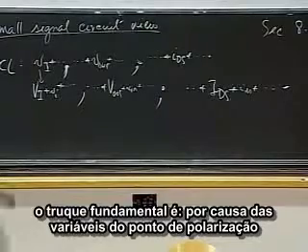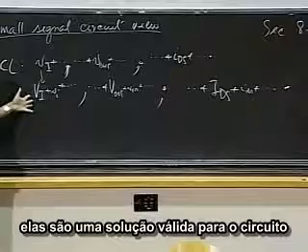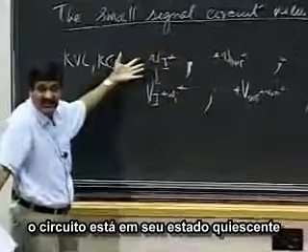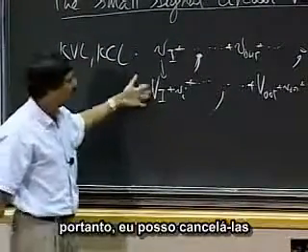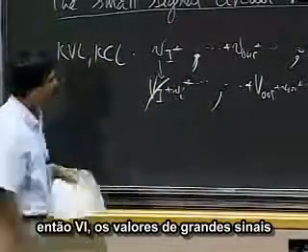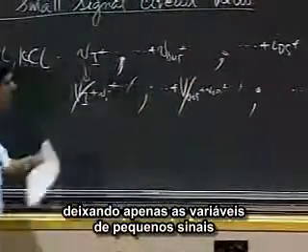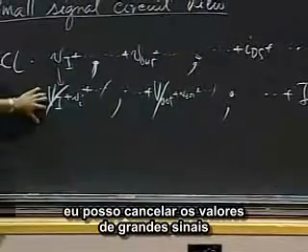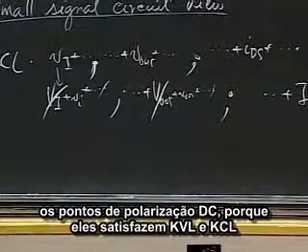The key trick is that the bias point variables are a valid solution to the circuit. The circuit is in this quiescent state, and those are a valid solution to the circuit. So therefore, I can cancel them out. The VI, the large signal values, can be canceled out, leaving just the small signal variables. From the KVL, KCL equations, I can cancel out the large signal values, the DC bias points, because they satisfy the KVL and KCL themselves.